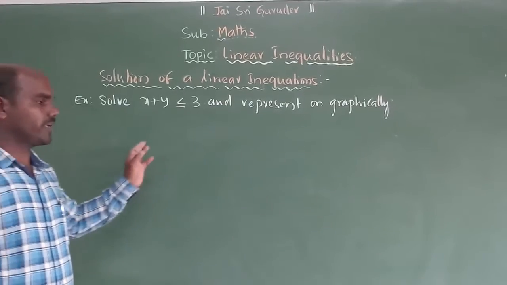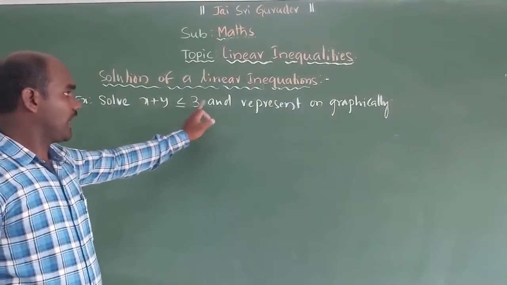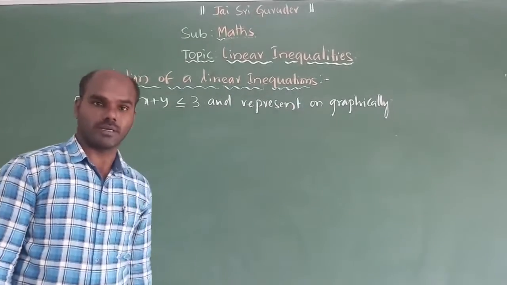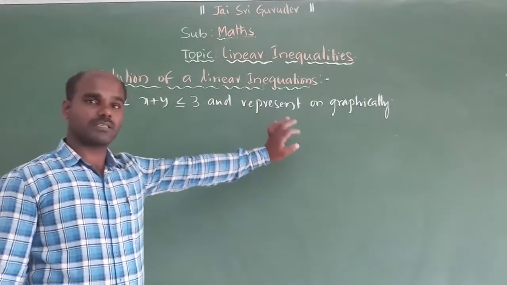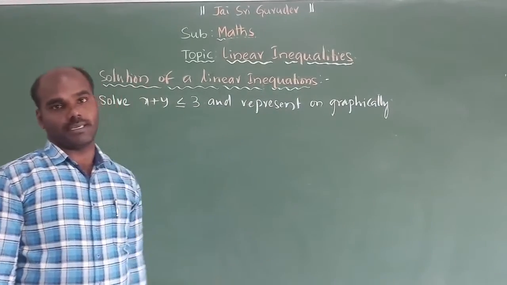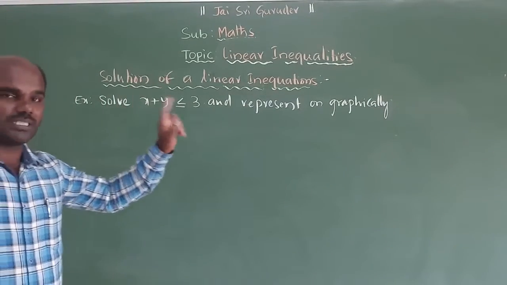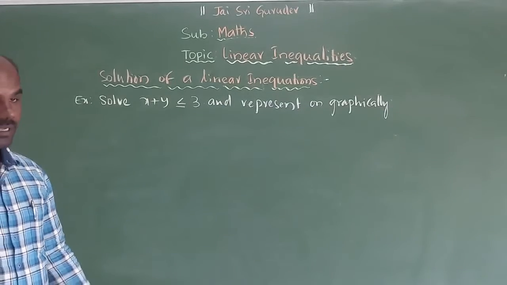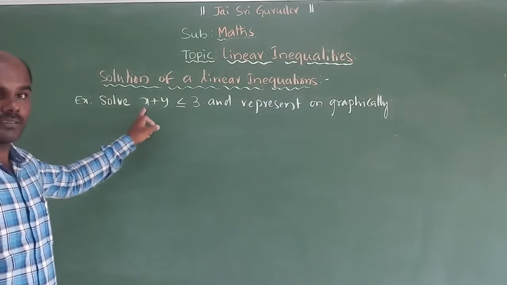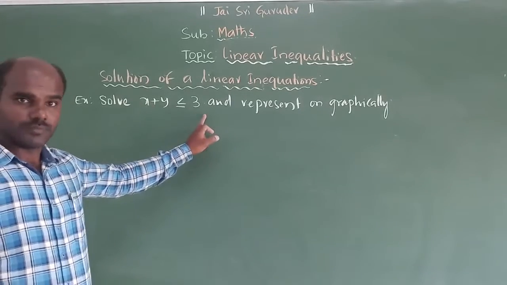Yes, so one more example we are taking: solve x plus y less than or equal to 3 and represent it in the graphical way. Before this, we had only a single variable. Now we have two variables, x and y. So that is x plus y less than or equal to 3.